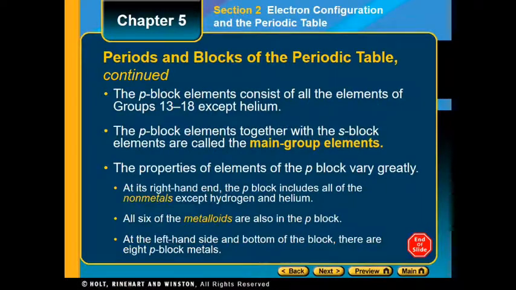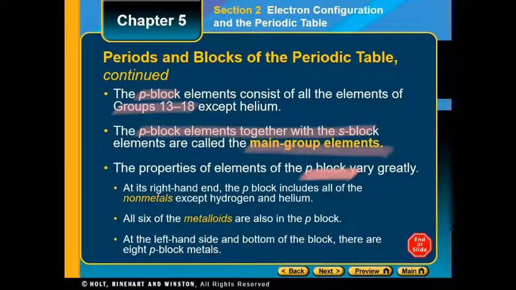Now moving on to our main group elements. Main group elements are any element in the S and P block. So we know the P block itself is groups 13 through 18, except helium. But when you get to main group elements, that's going to include your hydrogen and helium because they're part of the S block.